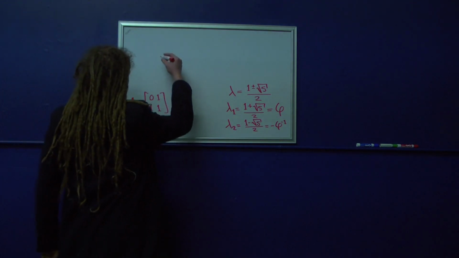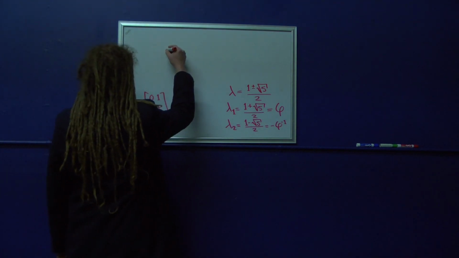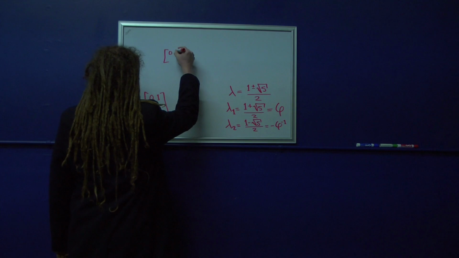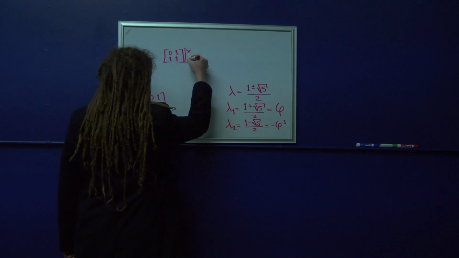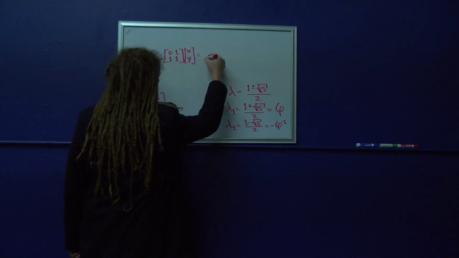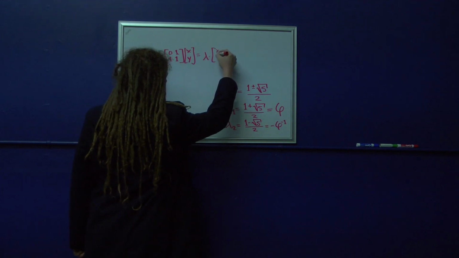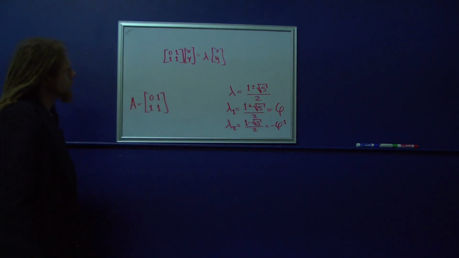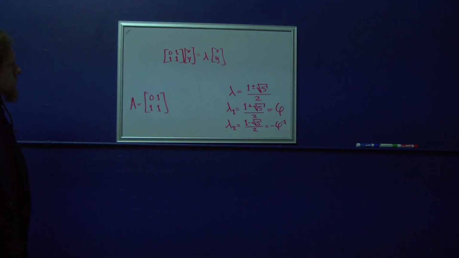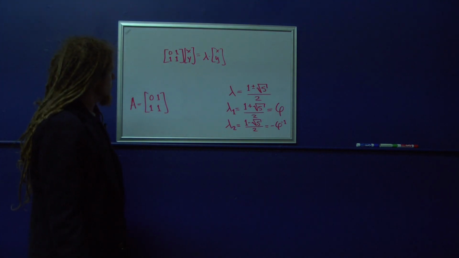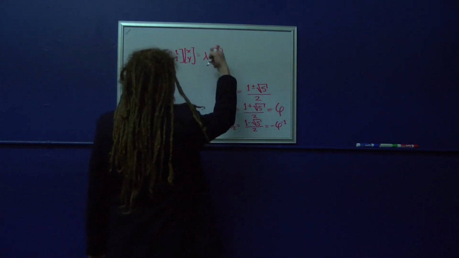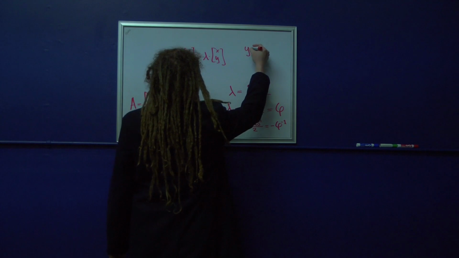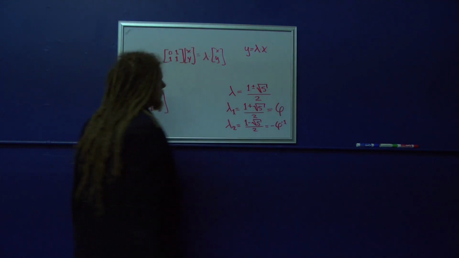Right, if I want this matrix, what's got to be true? Well, the first coordinate of this product is just y. So y needs to be lambda times x.